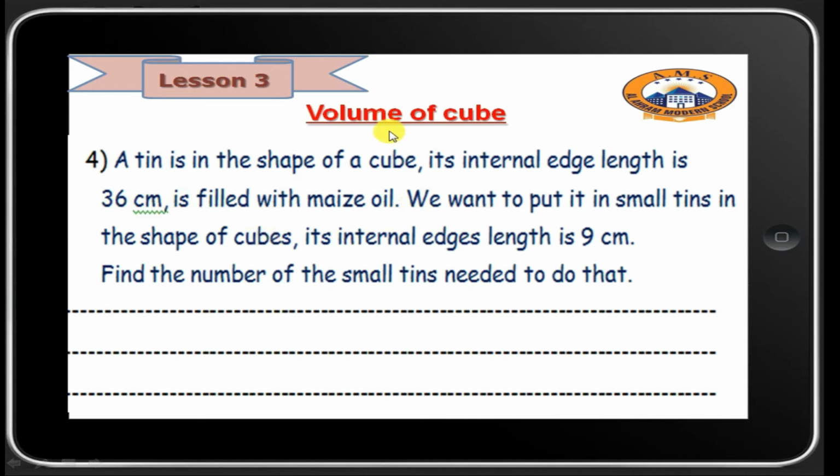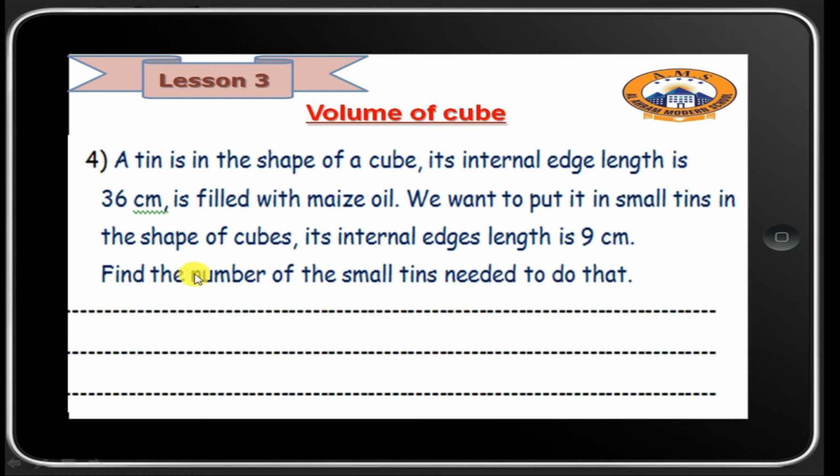We have two containers in the shape of a cube. So the internal edge length of the small one is 9 centimeters, and the internal edge length of the bigger one is 36 centimeters. He wants you to find the number of small tins needed to do that. So he asks you for the number.